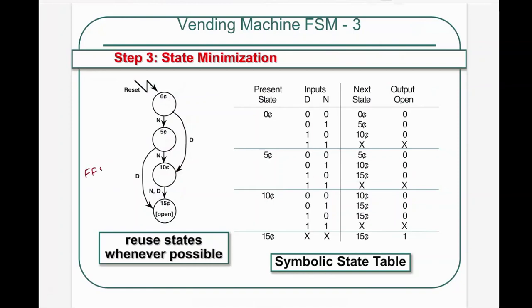Flip-flop count equals 2. And those flip-flops could be D flip-flops, toggle flip-flops, JK flip-flops, or whatever you want to choose as your flip-flop choice. Typically for finite state machines, you choose a D flip-flop, just because things become pretty easy.